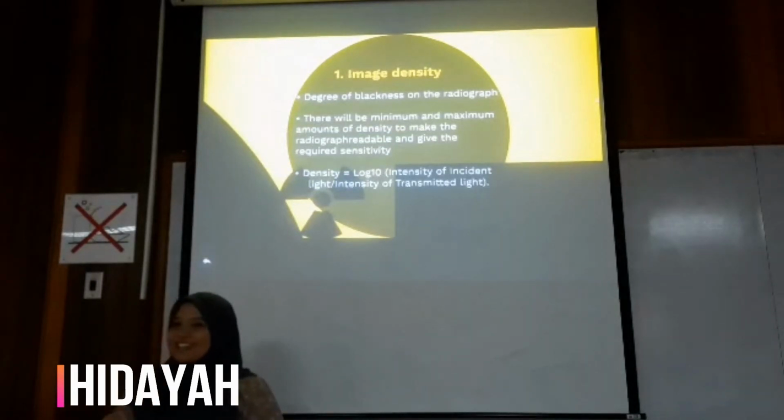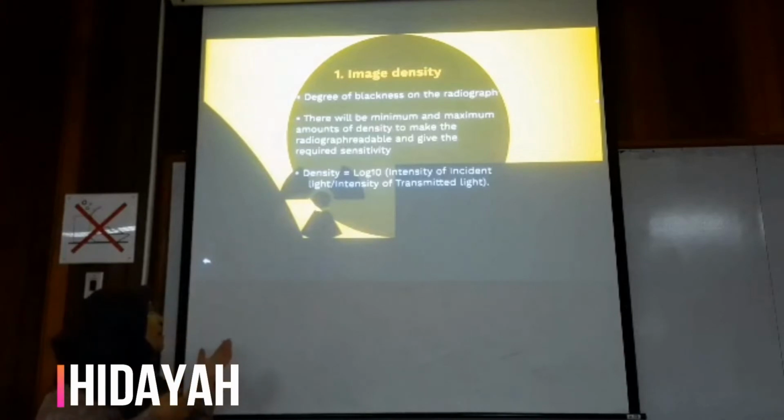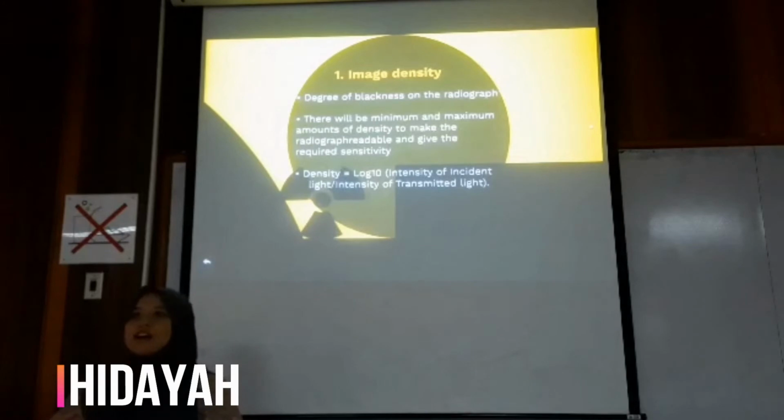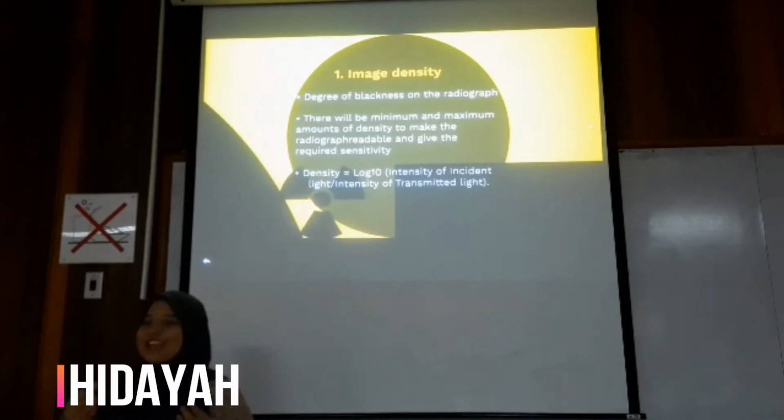We can calculate the density of the image by using the formula log 10 multiplied by the ratio of the intensity of incident light to the intensity of transmitted light. Nowadays, if we are using a computer technique to view the image, we can directly get the image density by using an application called ImageJ.